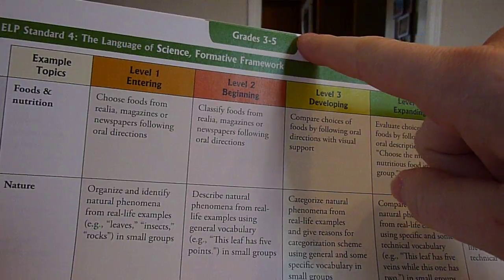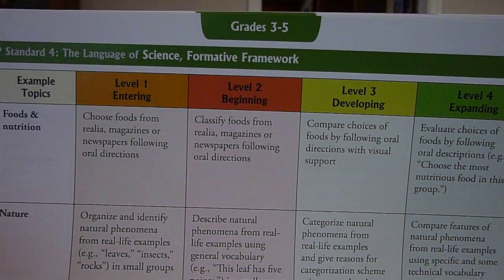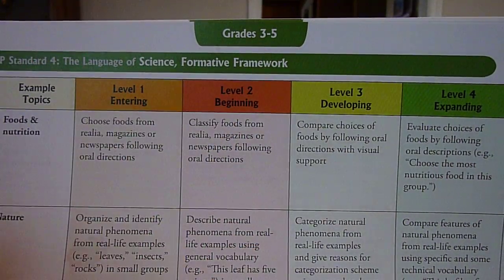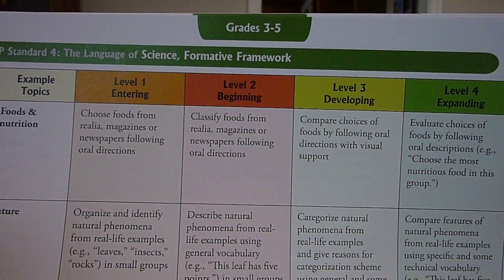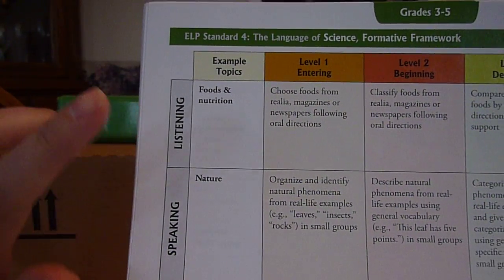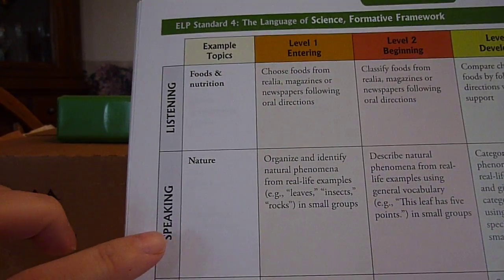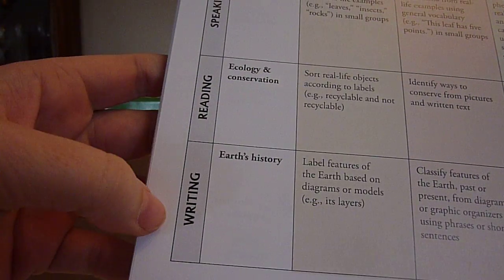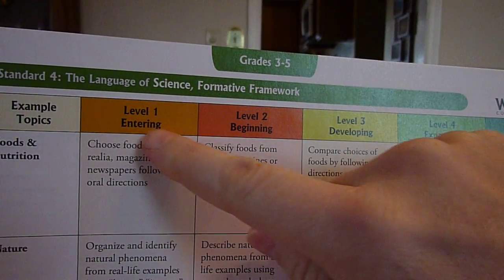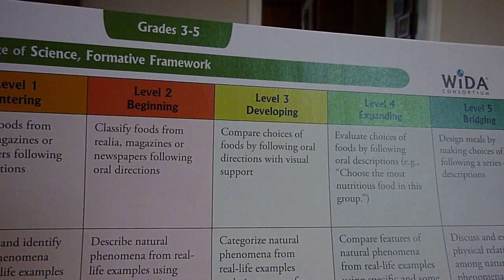The way it works, first, everything is divided into a grade level cluster. So we have pre-K through K, first and second grade, then third grade through fifth grade, sixth grade to eighth grade, and then high school, 9 to 12. On the side, you can see we have the 4 language domains: listening, speaking, reading, and writing. And then across the top are the levels that the student is, level 1 through level 5.